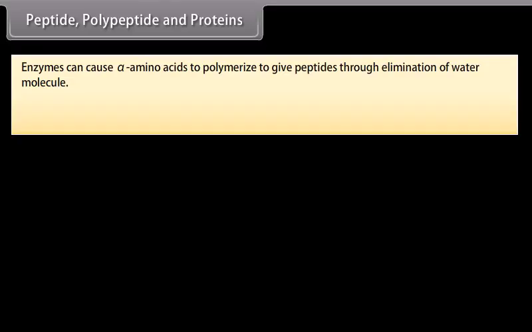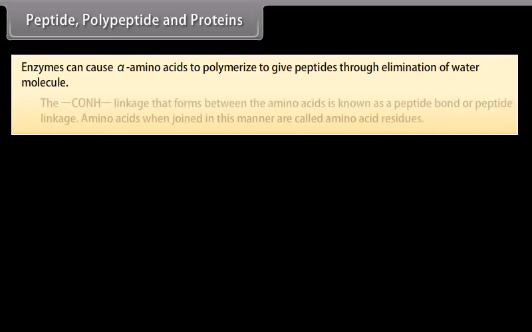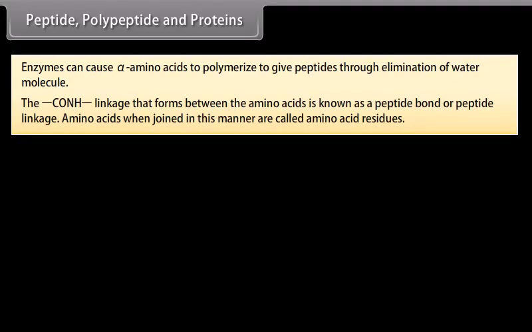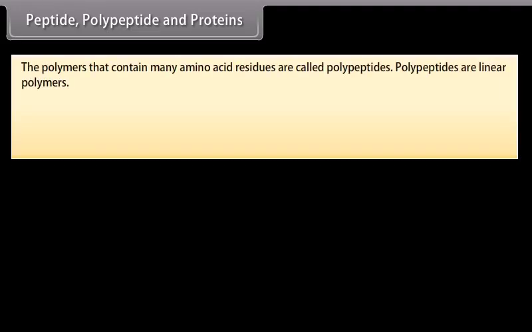Peptide, polypeptide, and proteins. Enzymes can cause alpha amino acids to polymerize to give peptides through elimination of water molecule. The CONH linkage that forms between the amino acids is known as a peptide bond or peptide linkage. Amino acids, when joined in this manner, are called amino acid residues. The polymers that contain many amino acid residues are called polypeptides.